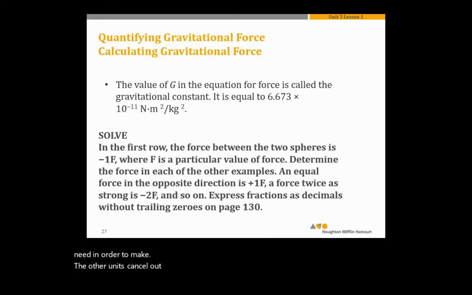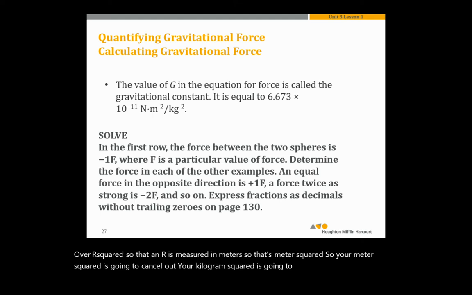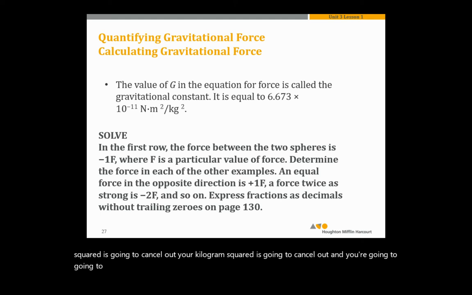So in an equation, remember this equation: the force of gravity equals the gravitational constant times m1 times m2, so that's kilogram squared, over r squared, and r is measured in meters, so that's meter squared. Your meter squared is going to cancel out, your kilogram squared is going to cancel out, and you're going to be left with newtons, which is what you want in a calculation where you're trying to determine the force.